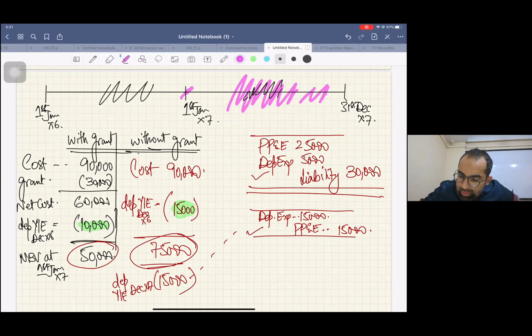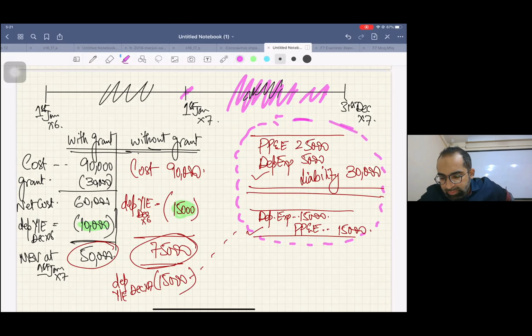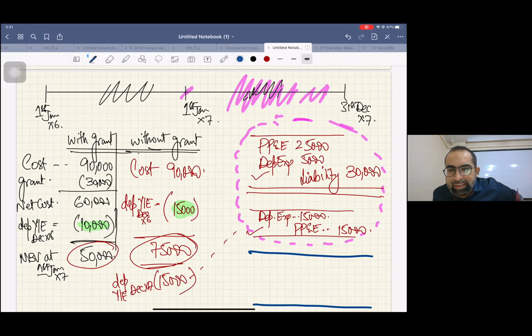Now what you have to do, my dear students, is combine these two entries and you'll get full marks. Let me change the color and thickness of the pen. If you have brain, just combine these two entries. In the first entry, you are debiting PPE by 25. In the second entry, you are crediting PPE by 15. So debit PPE 25 and credit PPE 15. 25 minus 15, net impact PPE 10. Now, in the first entry, depreciation expense is debited by 5, and in the second entry, it is again debited by 15.